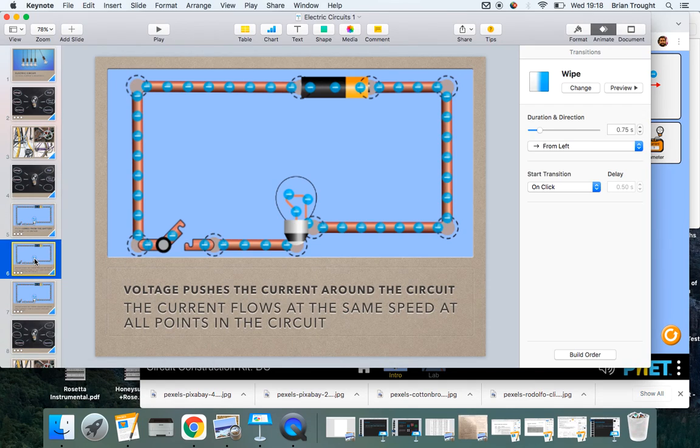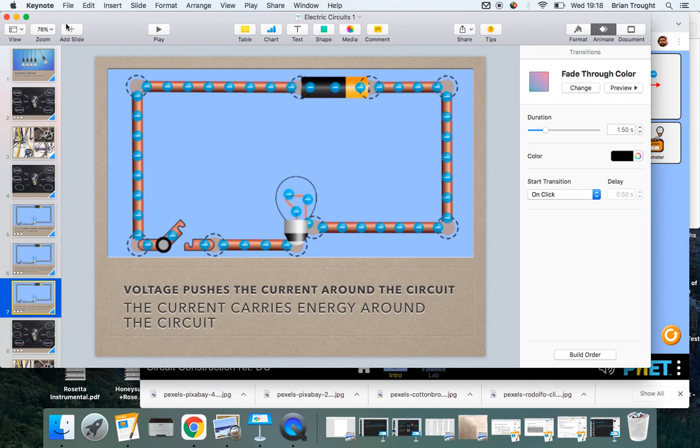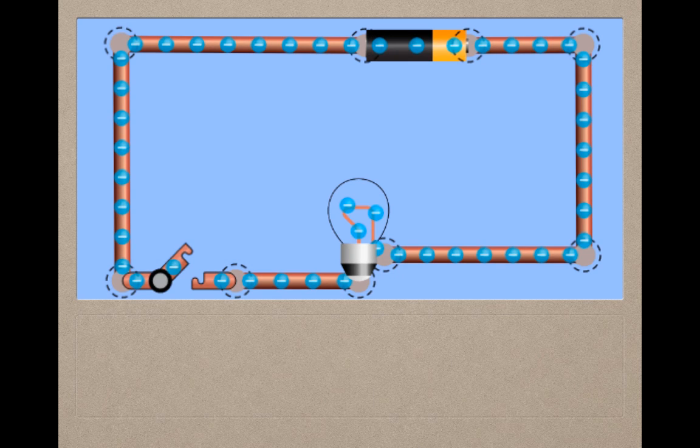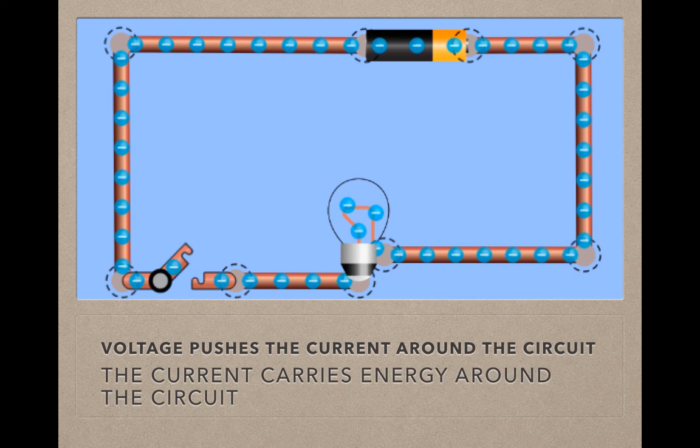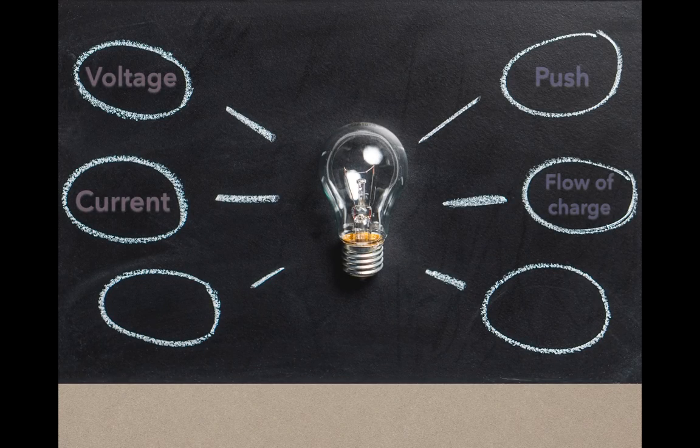Okay, let's move on to the next bit. So the final part here is that you need to understand that while the voltage pushes the current around the circuit, the current carries energy as it flows. And it's that energy that it carries that results in the light bulb being lit. Okay, how does resistance come into this?